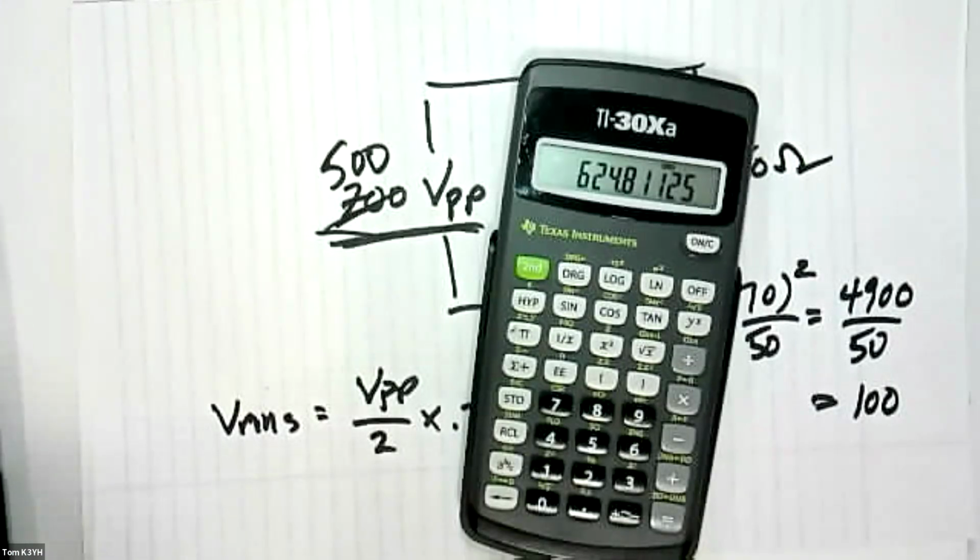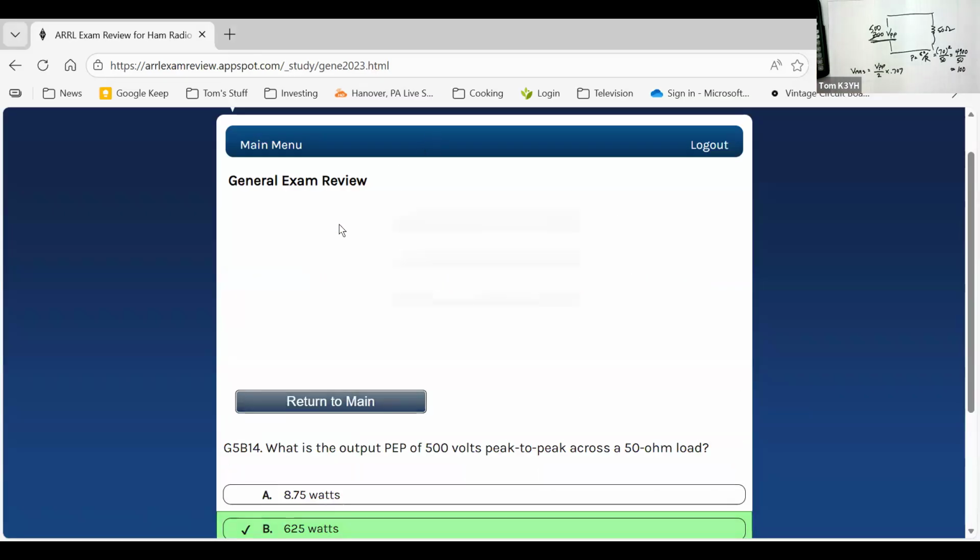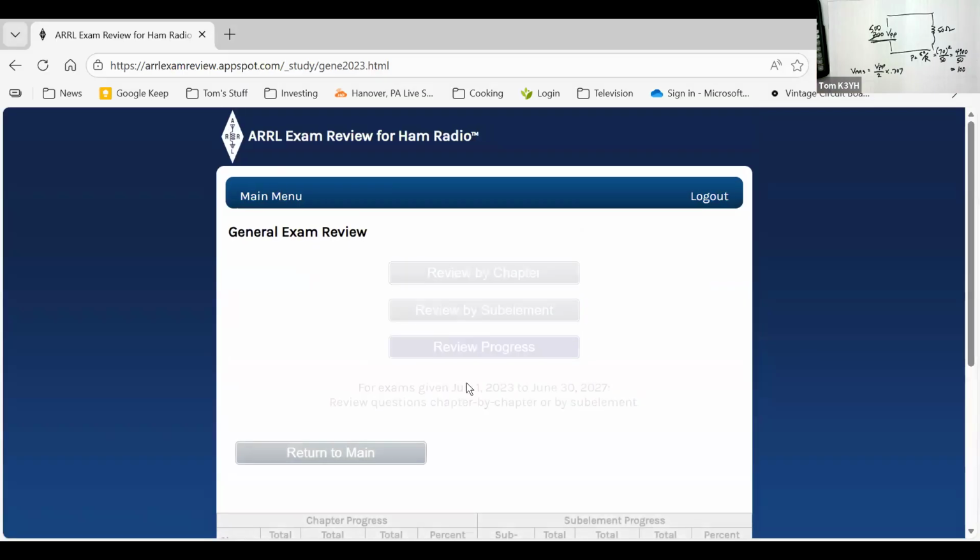So let's go back to the question, and I've got 625 is the right answer. So I took 500, which is peak to peak, divided by 2 to get peak, times 0.707 to get RMS, squared it, and divided by 50. Once again, the equation you've got to remember is E squared over R is the power. Okay, we all good? No questions.